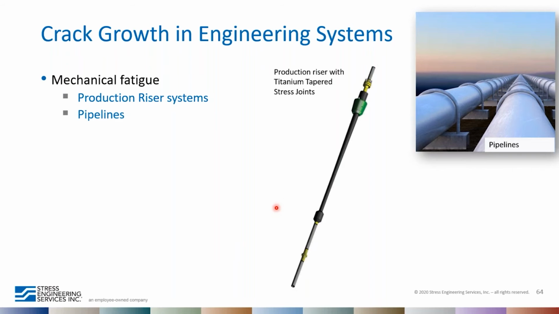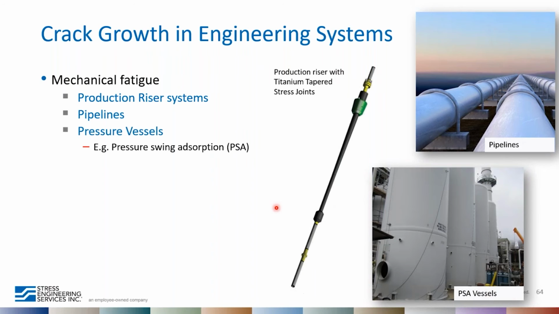In pipelines, fatigue may be due to pressure fluctuations from the contents inside the pipeline. And then in pressure vessels, we have pressure cycling for any number of reasons. For example, this pressure swing absorber sees multiple cycles of pressure periodically. And we also have thermal loading, which can lead to fatigue, for example, in coke drums. We often have cracks on skirts in certain areas as a result of the normal operating cycles of these components.